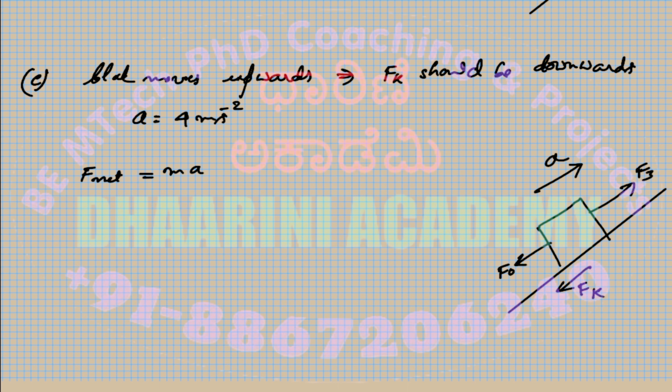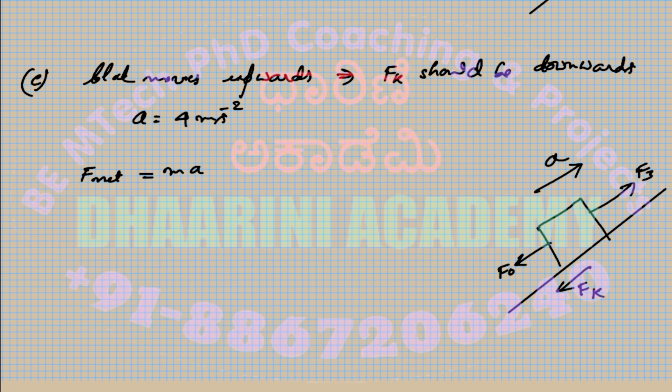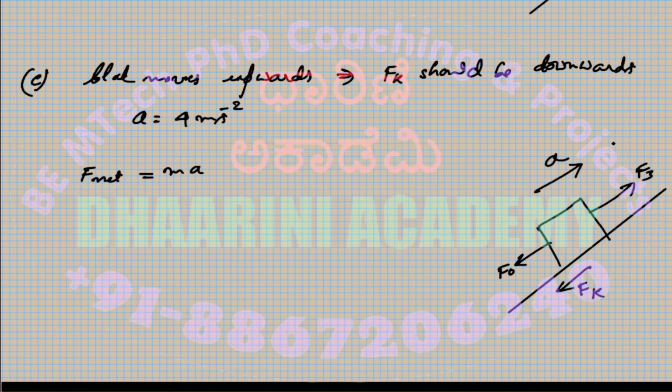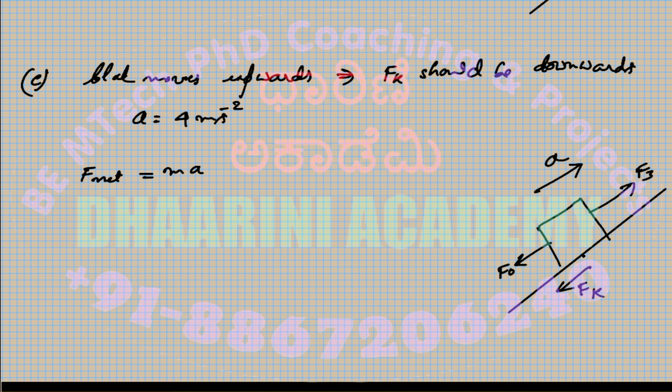So, considering the free body diagram as shown here, we can see that the body is generating a force F naught downwards. F3 is what is the question, so that the body moves with a constant acceleration. Since the body is going to move upwards, acceleration is also marked in the same direction. Okay, so the acceleration is also upwards. And we also note that since the body is moving upwards, the friction acts downwards.